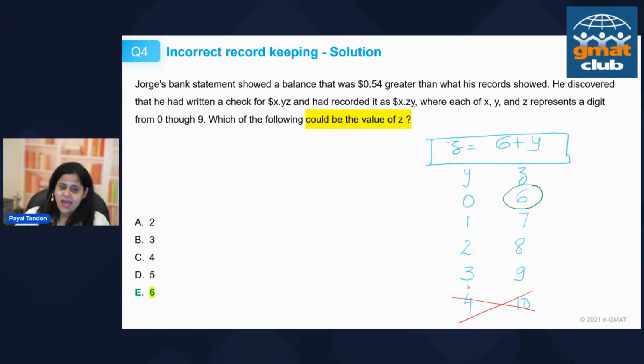When y is 0, z is 6. When y is 1, z is 7; 2, 8; 3, 9; 4, 10. You cannot have that as a value. So these are the only four possibilities over here, which means that z can be 6, 7, 8, or 9. Now you look at your answer choices. The question is asking what could be the value of z. Amongst these answer choices, 6 is the only one that is a possible value of z, and that is what the answer is. Okay, got it?